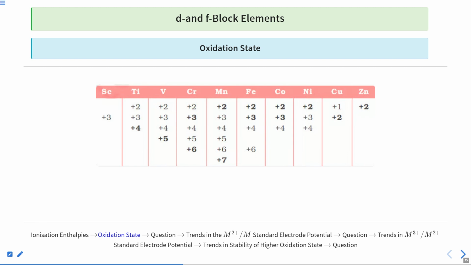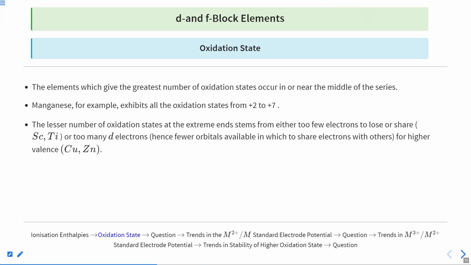As we are moving from left to right, we are decreasing the atomic size. Now as the atomic size decreases, the effective nuclear charge on the outer electron increases, and we find it difficult to remove the electrons, and for that reason we see the trend of less number of oxidation states on the right side. If you just go back, you will see the same thing written. The lesser number of oxidation states at the extreme end is from too few electrons to lose, or too many d electrons for higher valence. Clear?